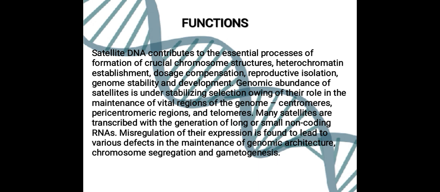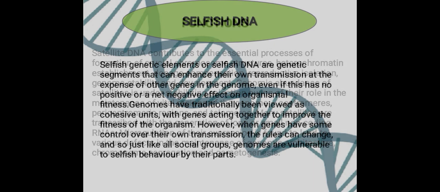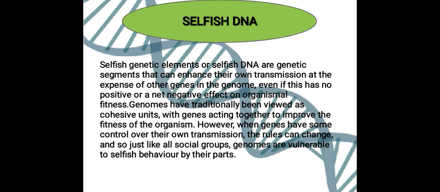Many satellites are transcribed with the generation of long or small non-coding RNAs. Misregulation of their expression is found to lead to various defects in the maintenance of genomic architecture, chromosome segregation, and gametogenesis. Next, selfish DNA. Selfish genetic elements or selfish DNA are genetic segments that can enhance their own transmission at the expense of other genes in the genome, even if it has no positive or negative effect on the organismal fitness.